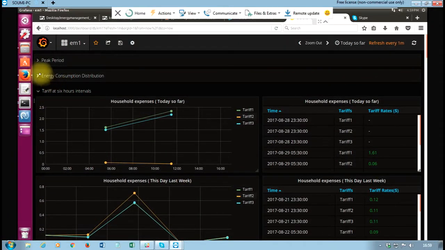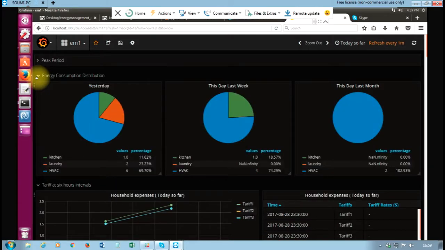The next one that we will look at is the energy consumption distribution. Now it is very important for the user to know where he is spending most of his energy and his money. So in this case the HVAC unit is actually the one that is mostly being used by him, and this day last week we can see that the HVAC unit was 74% in use totally, and the laundry unit was not used this day last week.